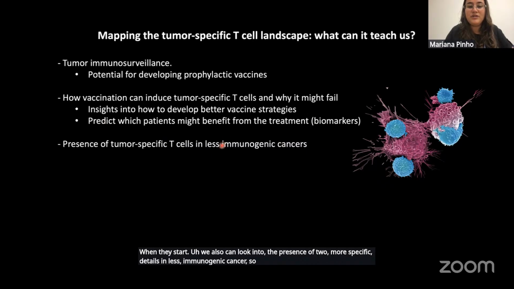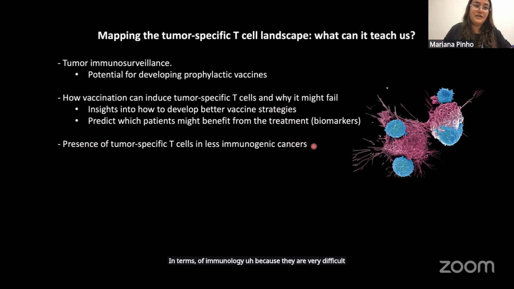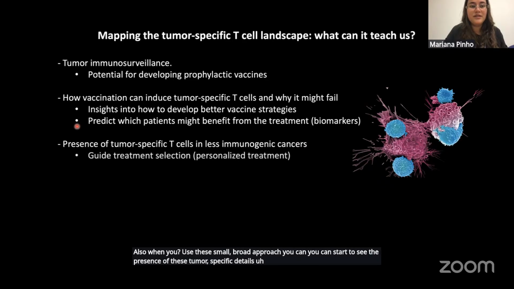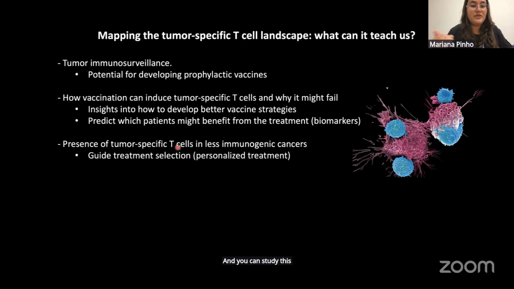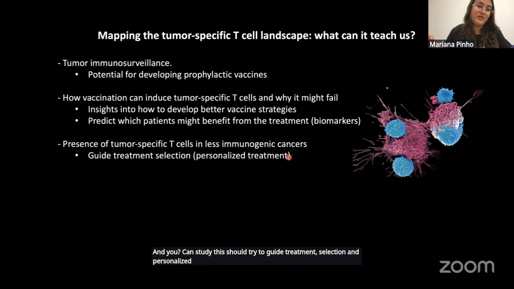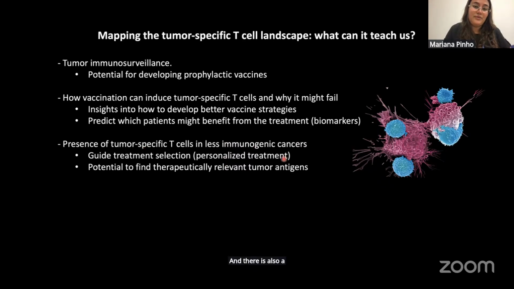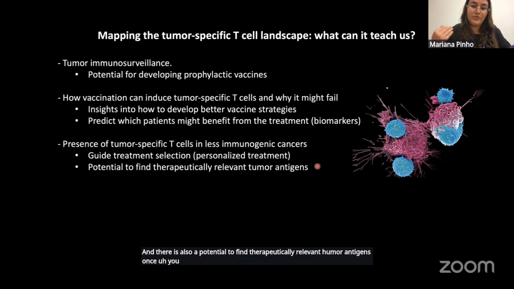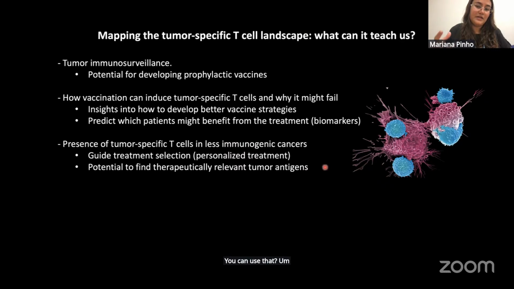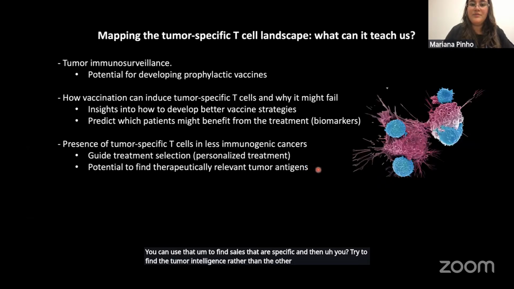We also can look into the presence of tumor-specific T cells in less immunogenic cancers. These cancers are usually not studied in terms of immunology because it is very difficult to find an antigen to look at. When you use this broader approach, you can start to see the presence of these tumor-specific T cells in these cancers, and you can study this to guide treatment selection and personalized treatment for these patients that are more difficult to treat with immunotherapy. There is also potential to find therapeutically relevant tumor antigens. Once you do this antigen-agnostic approach, you can find cells that are specific, and then try to find the tumor antigens rather than the other way around, which is quite difficult.